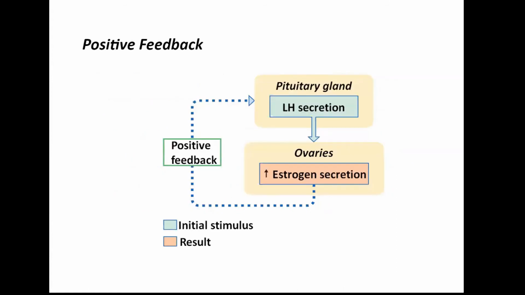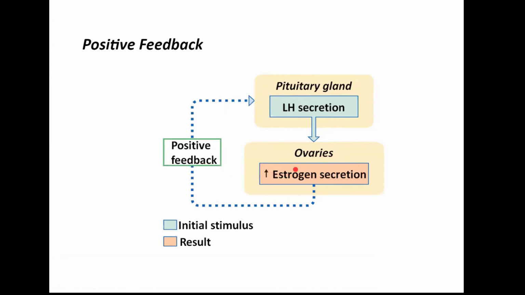So here we see that estrogen secretion by the ovaries is also under positive feedback control. Your pituitary gland, which is a gland in your brain, secretes something called luteinizing hormone. Luteinizing hormone gets sent to the ovaries in women, and in the ovaries, it increases estrogen secretion. This is a positive feedback loop.